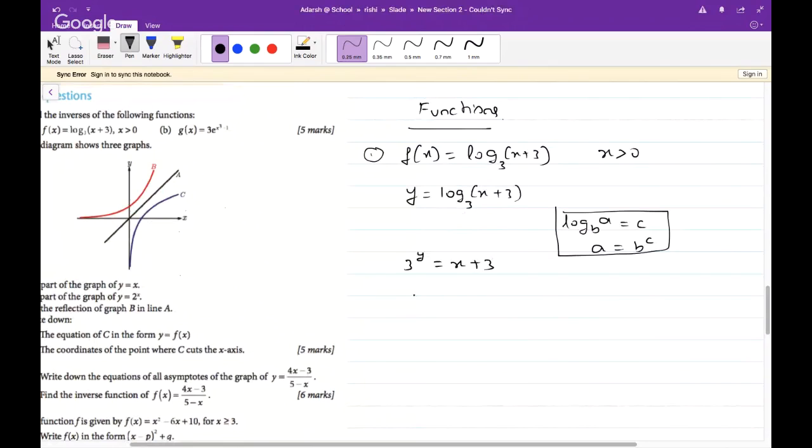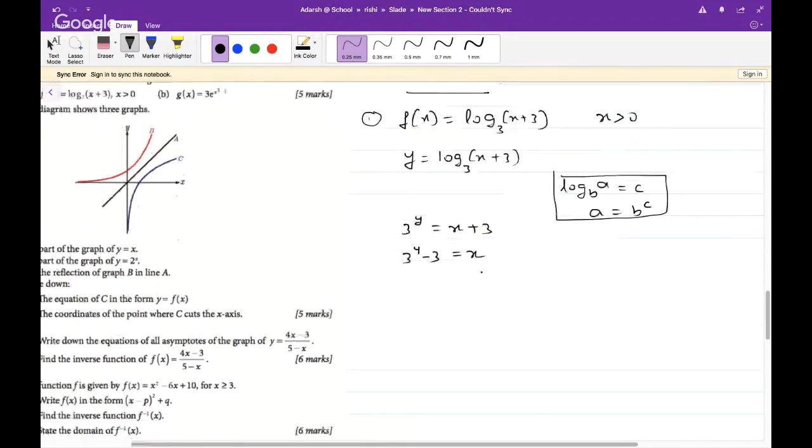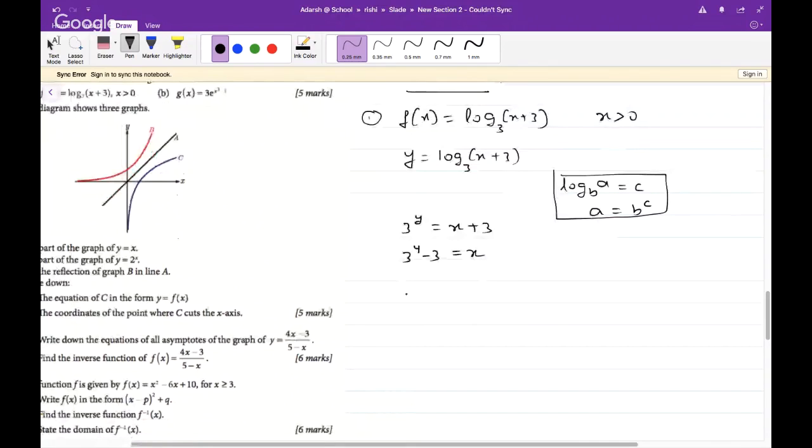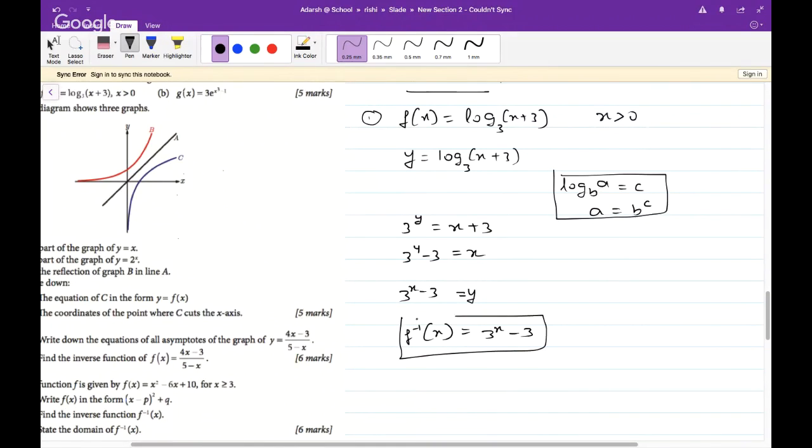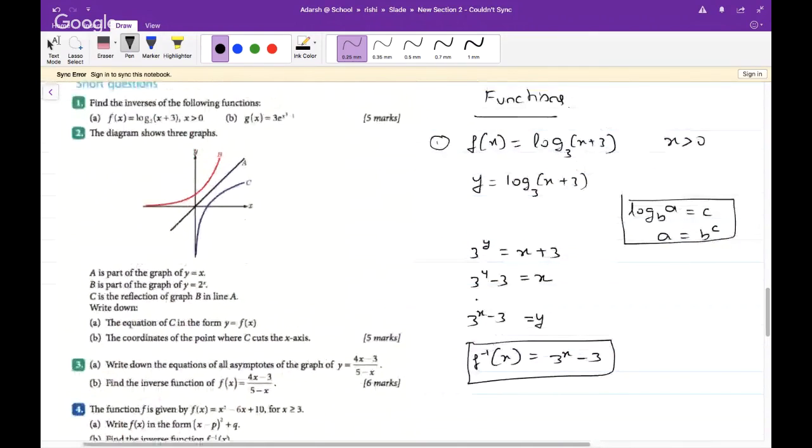Now take 3 on the other side. 3 to the power y minus 3 is equal to x. So now interchange x and y. In place of x, you have to write y. So y equals 3 to the power x minus 3. Whatever y you got is your f inverse of x. f inverse of x is equal to 3 to the power x minus 3. So this is the first part.